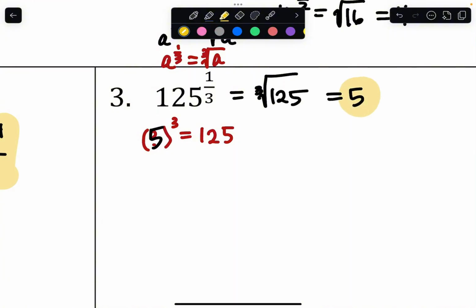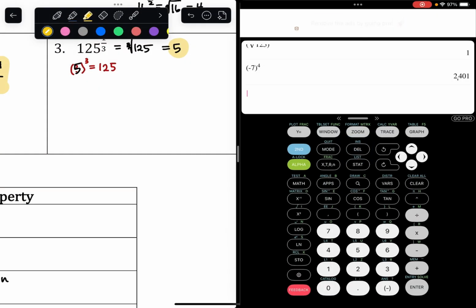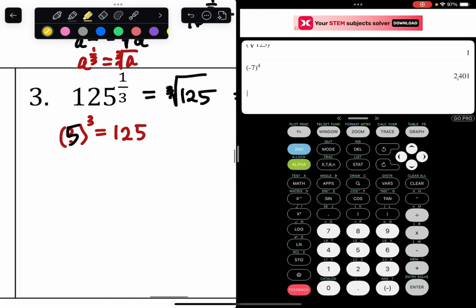And so if you don't have a calculator, you're basically just asking yourself, what cubed would have given you this 125? Of course, if you do have the calculator, you can just raise it to the 1/3 power and see that it's 5.